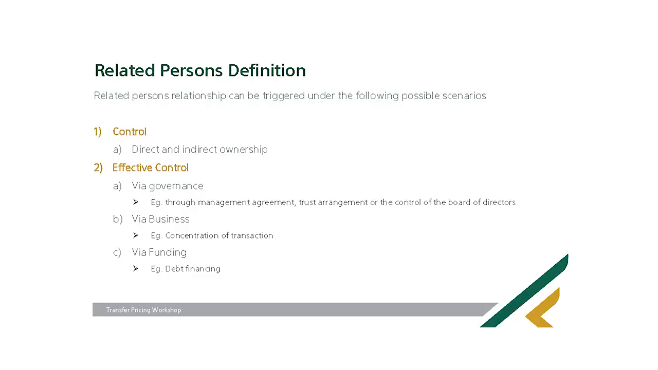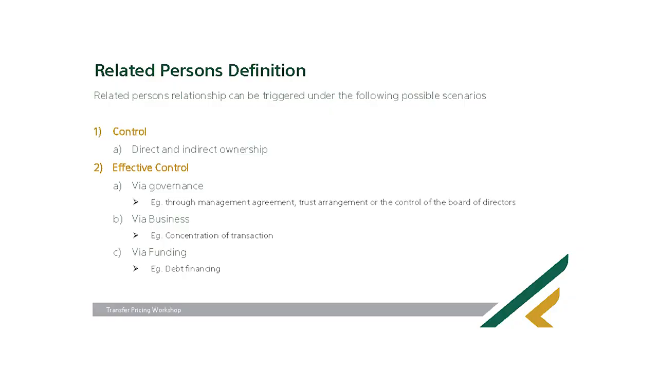What we mean by effective control is that when company A owns in company B less than 50%, but due to other factors, there is control over that company. So the first test that has to take place is the ownership. If the ownership is below 50, then we go to effective control, and taxpayers are required to carry out the full test in order to assess if that company has effective control or not. Effective control can be triggered through governance, through business, and through funding.